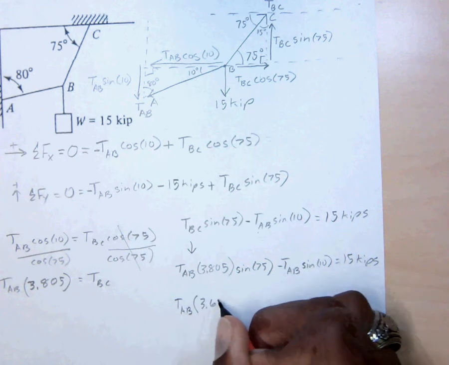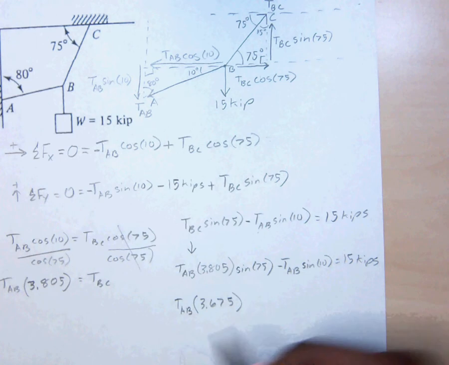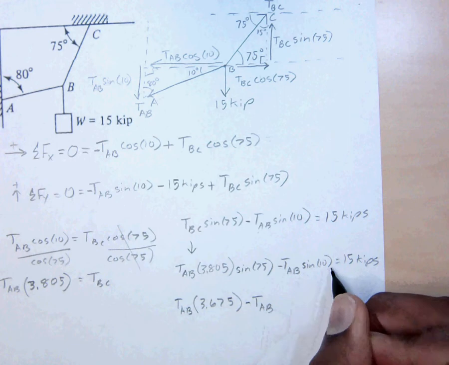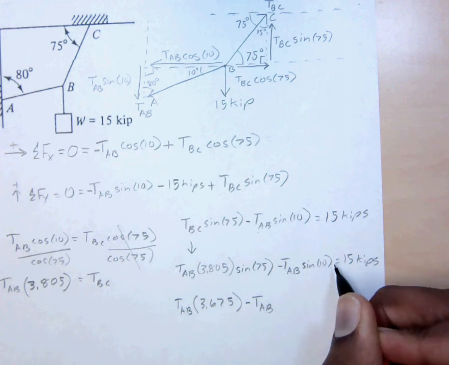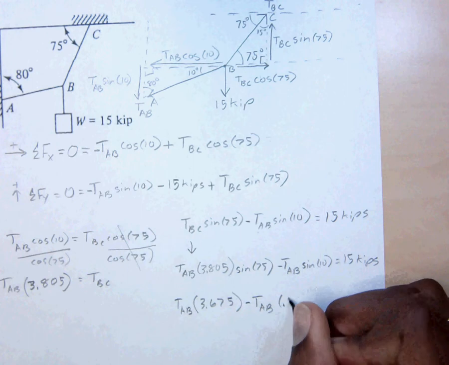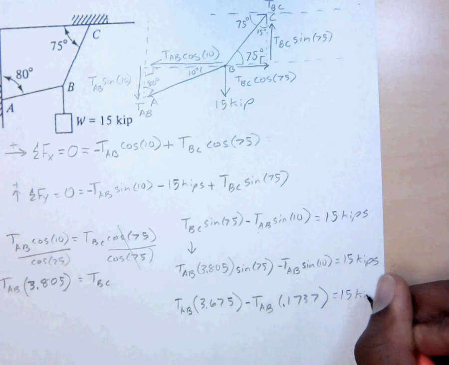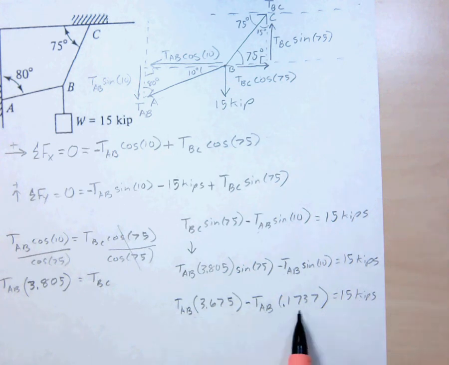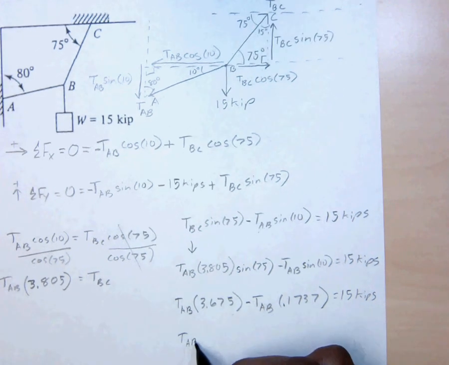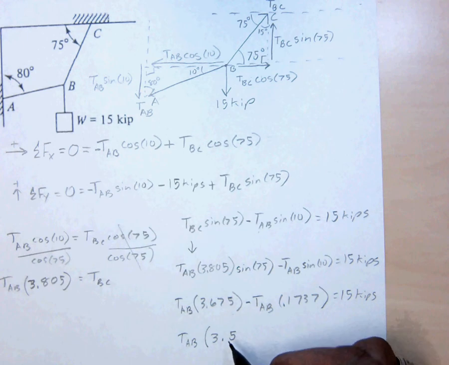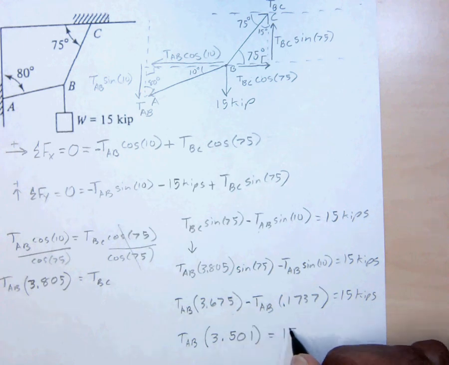When I multiply these two together, I get the tension in AB times 3.675. Now I still am subtracting the tension in AB here as well. I calculate the sine of 10 degrees and I get 0.1737, and that's supposed to equal 15 kips. So now you see I have two terms with the same variable, so I can combine them. I'm really taking the tension in AB times 3.675 minus 0.1737, which gives me 3.501. And all that's supposed to equal 15 kips.